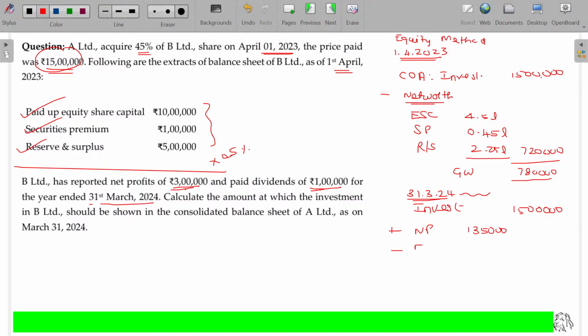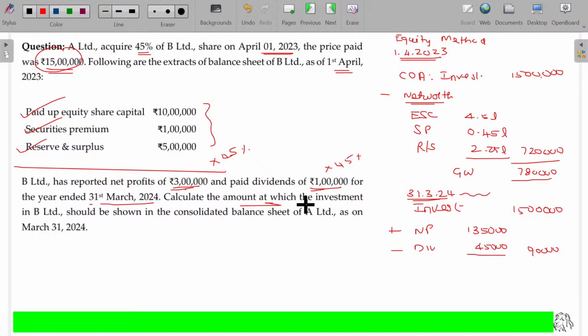And the dividend that is already declared and transferred to the P&L account should be subtracted. Out of that, 1 lakh is declared and paid. So paid dividends 1 lakh. Out of that, A's share being 45,000 should be subtracted. Now the leftover net profit is 90,000.